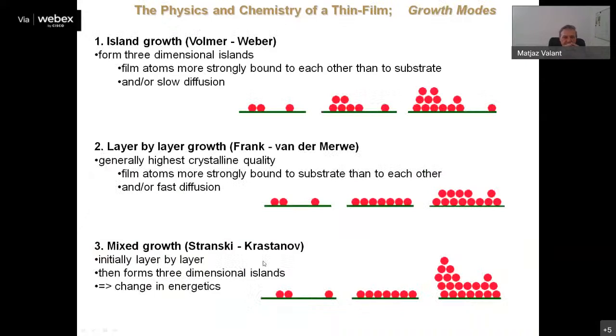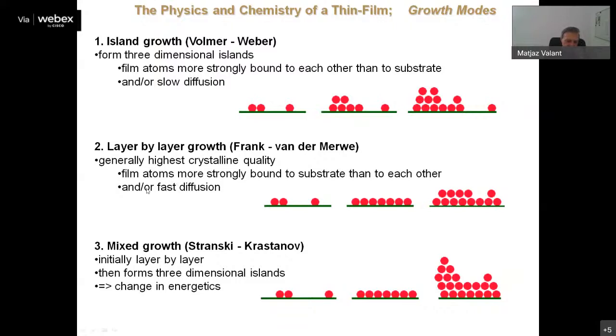So how does the film actually grow from the start? We have two major mechanisms and one which is a mixed growth. One is so-called island growth. The film does not grow as a monolayer and cover all the substrate, but it forms islands. And the reason to form the islands, and that is very often, I would say in the majority of cases, is that the atoms are more strongly bound to each other, to the atoms of the film, than to the substrate. So by coming together in islands, this is the low energy state. And only when islands are big enough, they start to cover the entire substrate.